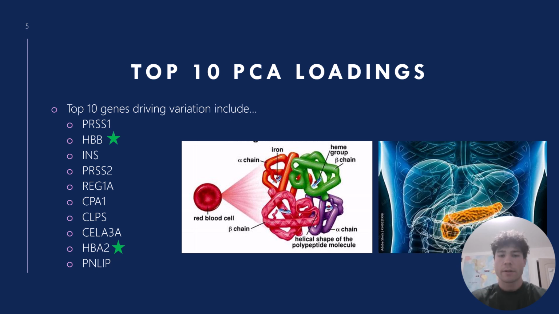Looking at the top 10 positive loading values, I found these genes to be driving that variation seen in PC1. I researched further and found 8 out of 10 of these genes to be proteins that are secreted by the pancreas, which I thought was interesting. And then the other two genes code for two subunits that make up hemoglobin, which is in the red blood cell.